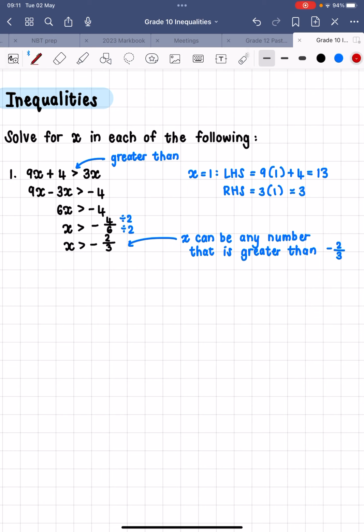Now guys, the notation that my answer is written in here is called inequality notation. So just write that underneath, please. If they say that you must leave your answer in inequality notation, then this is the notation that you need to use.